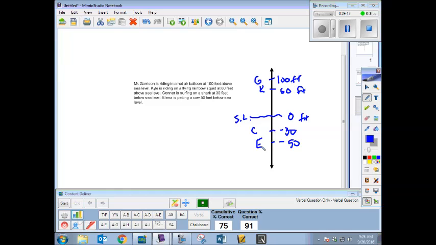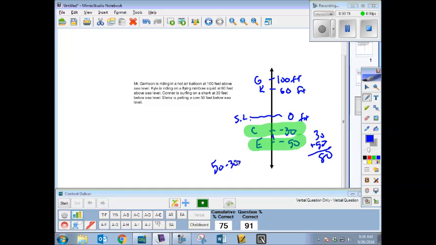Yeah. Now, on this one, what if I asked you guys, what is the distance between Connor and Elena? What are you going to do now? Okay, do you agree? This is what's confusing. If I did 30 plus 50, do you agree that Connor and Elena are 80 feet apart? So here's where you're going to subtract. Now you forget about the negatives. You're just going to do 50 minus 30, right?